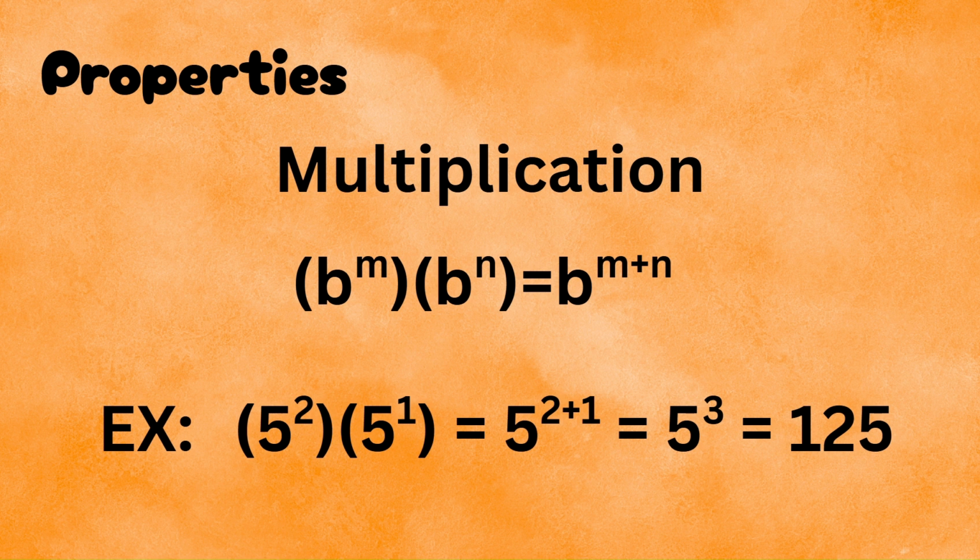Multiplication. b to the power of m multiplied by b to the power of n, and we're using m and n to represent any numbers, equals b to the power of m plus n. So if we have 5 to the power of 2 times 5 to the power of 1, as long as the base is the same, then we have 5 to the power of 2 plus 1 equals 5 to the power of 3, which equals 125.